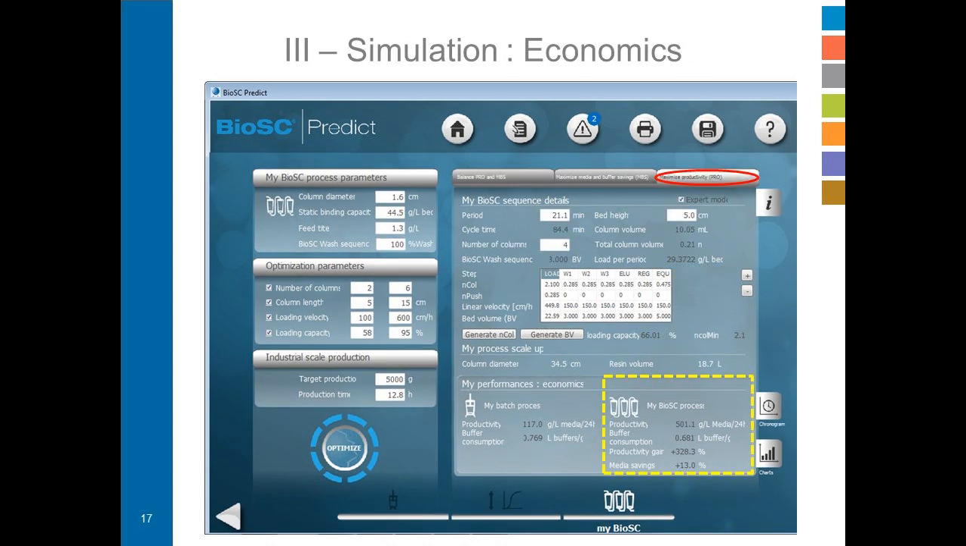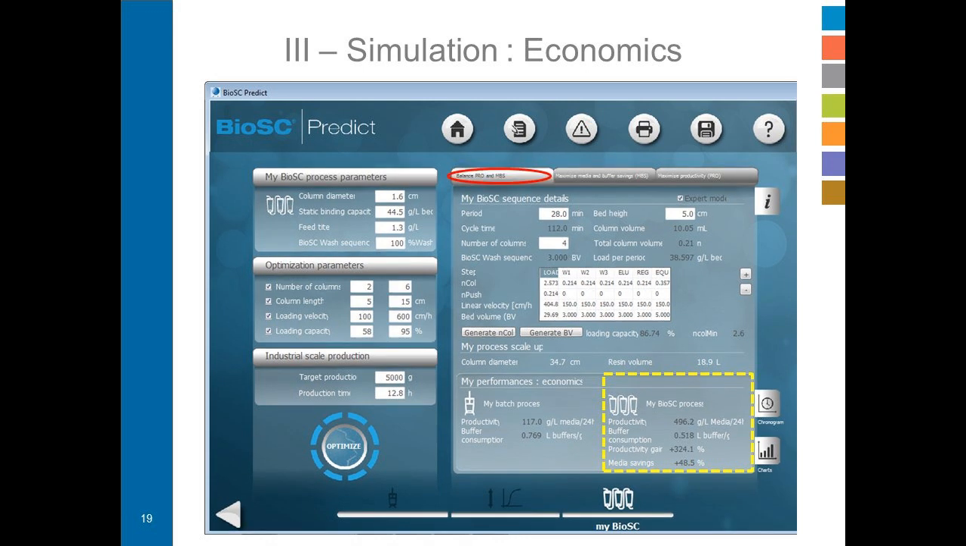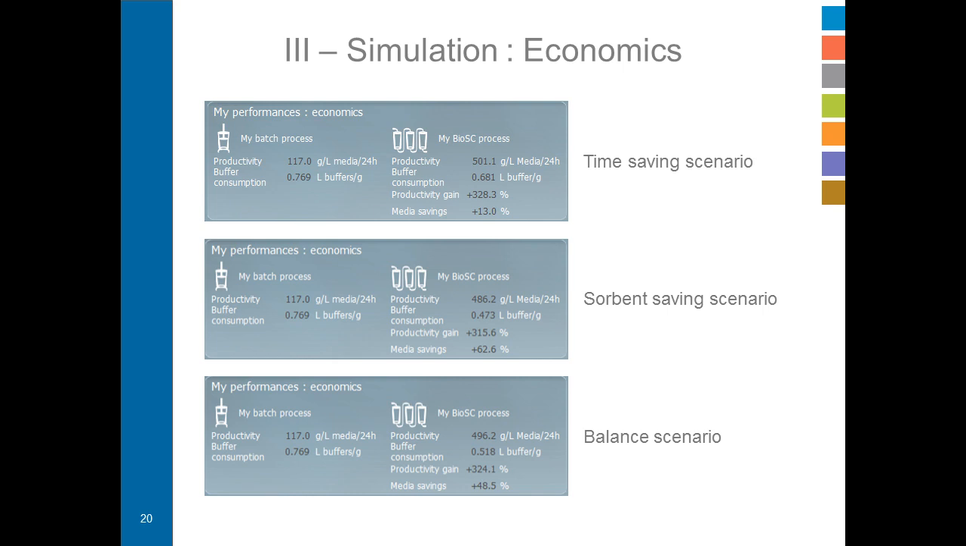As you can see, there is an economics part for every scenario. So just to show you, for every scenario that you will select, you have information about productivity and media saving. If we focus on that part, of course, every time the information about the batch remains the same. This is coming from the information we entered during the first stage, my batch process.